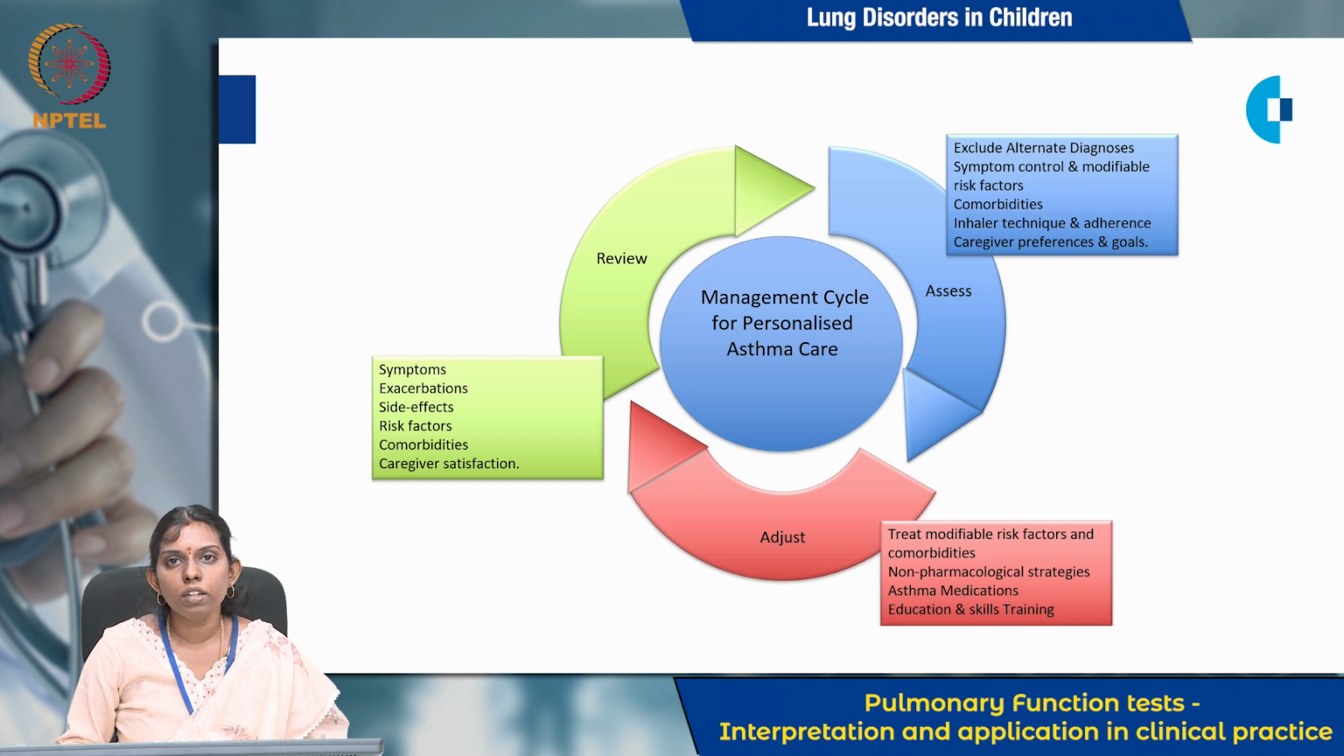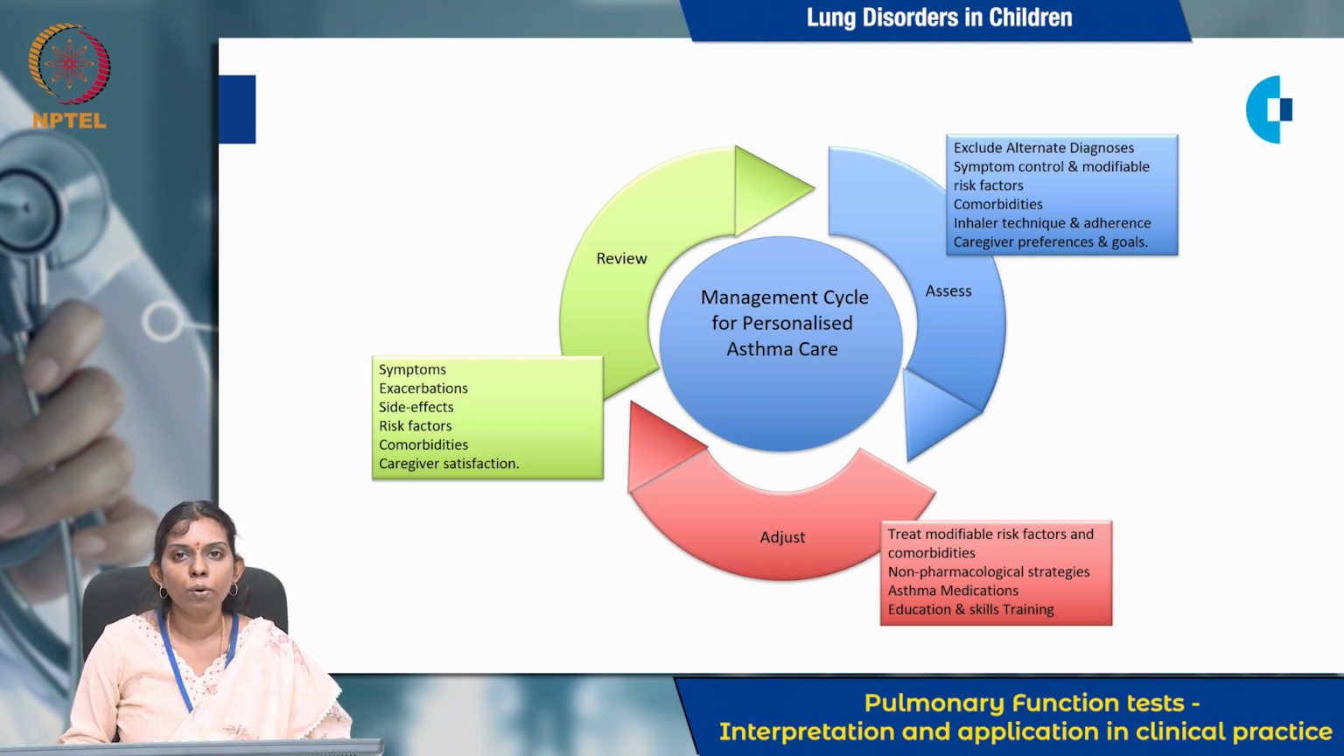Are there any comorbidities involved, like rhinitis, rhinosinusitis, or any GERD which is associated, or is the child moving towards obesity? Then you have to properly teach them the inhaler technique, and check whether they are adherent to the inhaler technique. And caregiver preferences and goals: you have to talk to the caregivers also regarding what we are treating the child with. Then we have to adjust. What do we adjust? We have to adjust the modifiable risk factors and comorbidities, non-pharmacological strategies, asthma medications, education and skill training.